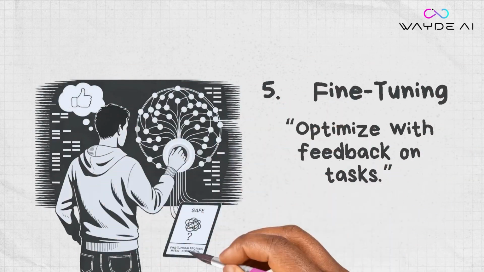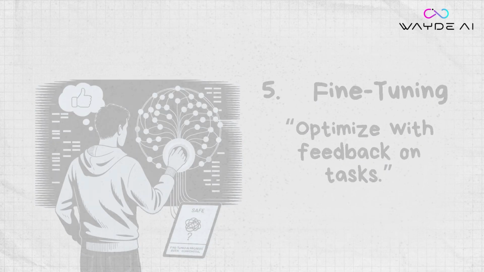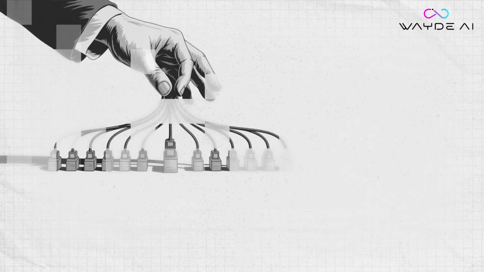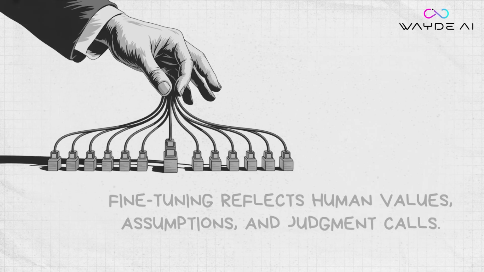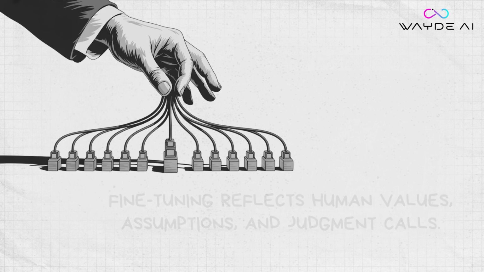This stage isn't mainly about teaching new knowledge. It's about shaping how the model responds, what kinds of answers are preferred, what to avoid, and how responses are framed and expressed. Now, because this guidance ultimately traces back to human choices, fine-tuning reflects human values, assumptions, and judgment calls. Those choices influence the model's behavior, even though most users never see how that guidance was created or applied.